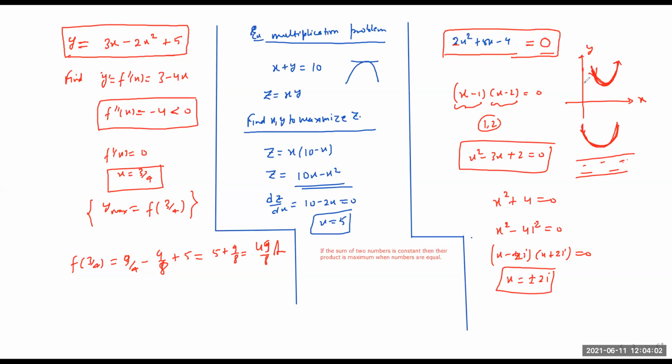So y cannot be 0, but y can have this value, right? This is the value. Let's say this is 5. So I can say y can have a minimum of 5. y cannot go below 5, right?